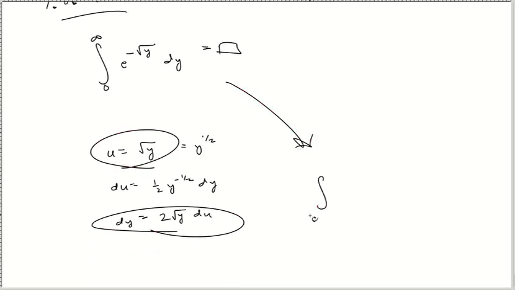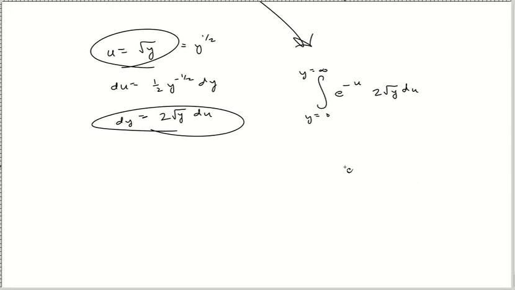Okay, so I've got the integral now, again, y equals 0 to y equals infinity, of e to the negative u, and then my dy turned into 2 square root of y du. Now that's kind of weird because I thought we were going to get rid of all our y's. Well, it didn't happen, and that's okay. But what's interesting is that u is equal to the square root of y, so I could replace that with a u. And so I've got e to the negative u times 2u du.